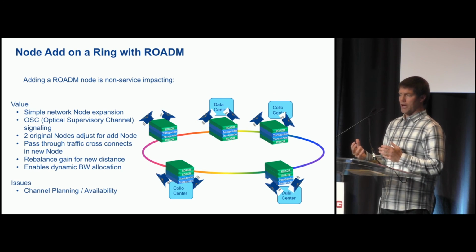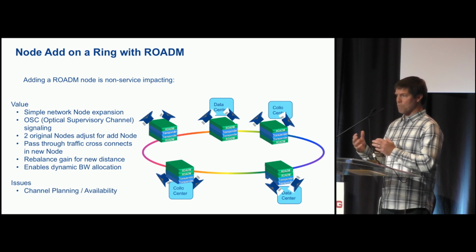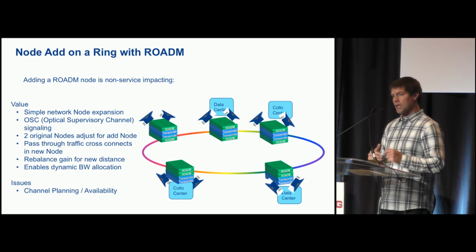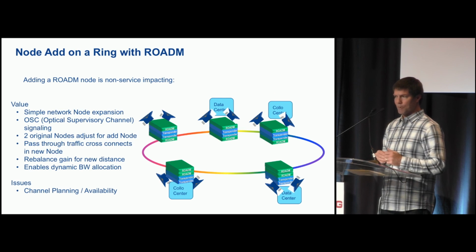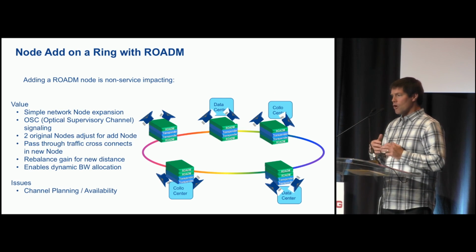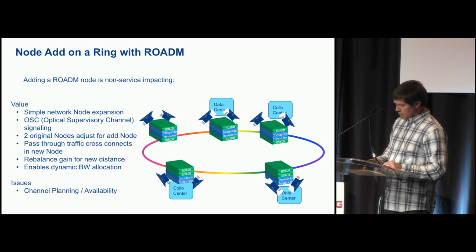In the case of ROADM, my fiber cost is exactly the same. Nothing has changed. I've now added a new node based upon the need to have a new add drop location because of the growth in the network or the set of customers I need to have or more replication or whatever their need is. Adding nodes becomes very, very simple in a ROADM configuration because of this OSC, or optical supervisory channel.